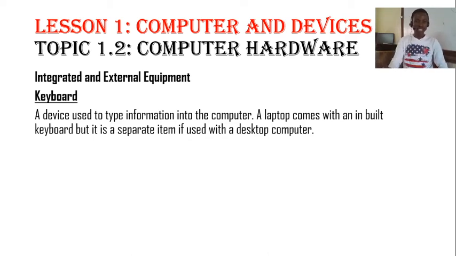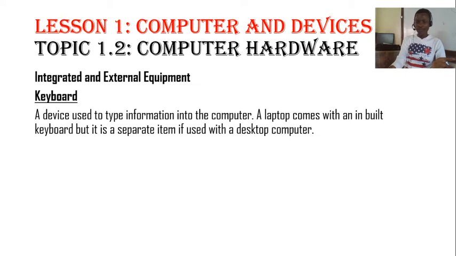Now we have integrated and external equipment. That is another subtopic of the topic computer hardware. When we talk about integrated or external equipment, we're basically talking about all these devices that are not part of the computer, but they can be attached to the computer to make them look as if they are part of the computer. For example, the keyboard for our desktops, they are not built with the computer.